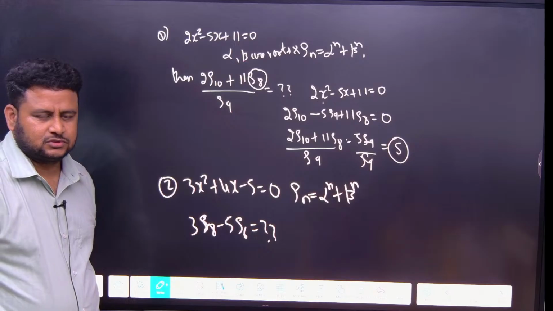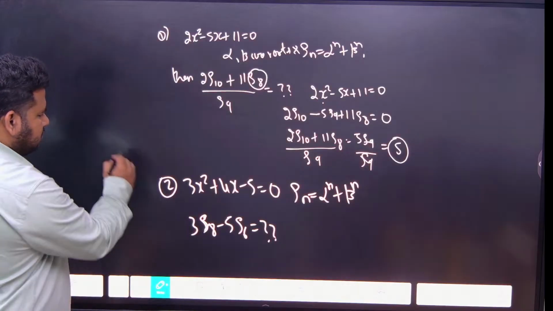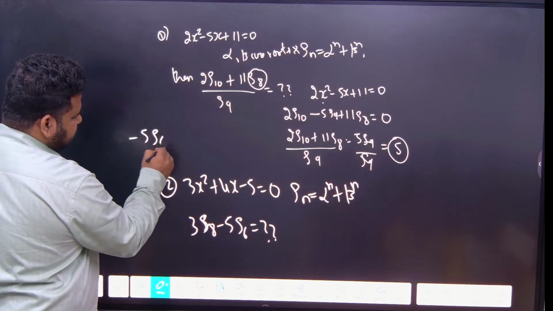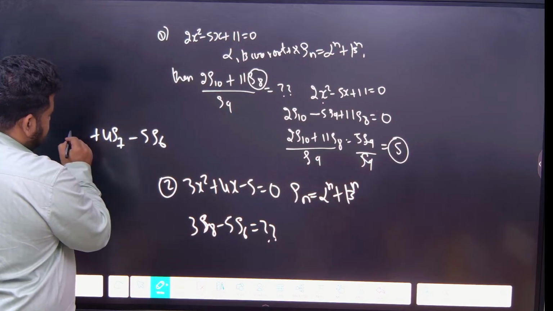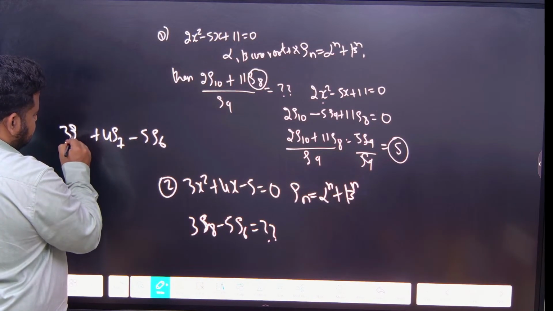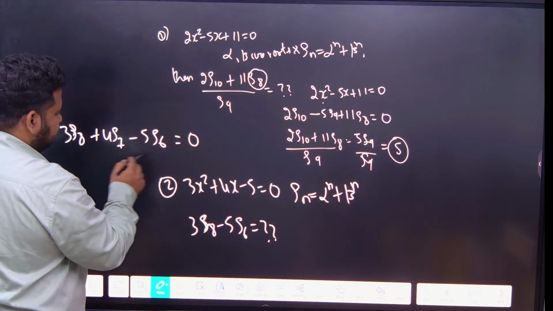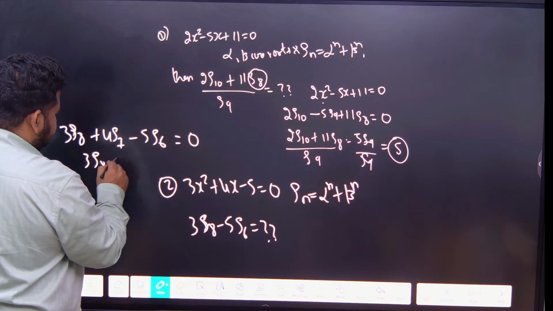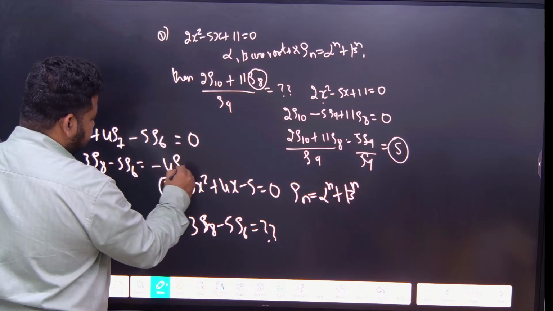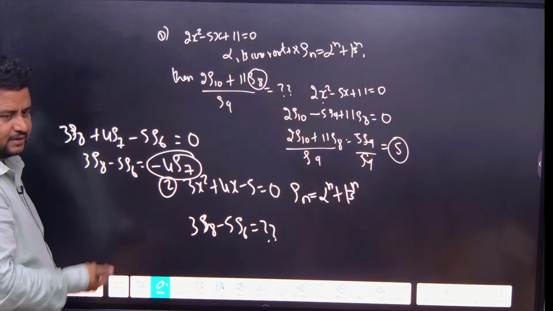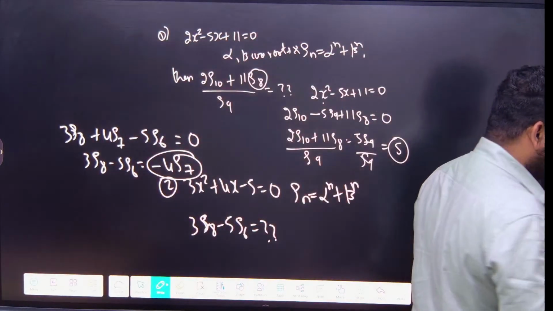Good. So what we will do, S6 means we will put it with S5. So this will become minus 5 S6 plus 4 S7, plus 3 S8 is equal to 0. Now they are asking 3 S8 minus 5 S6 is equal to what? Minus 4 S7. Understood? We will get minus 4 S7. Got it?